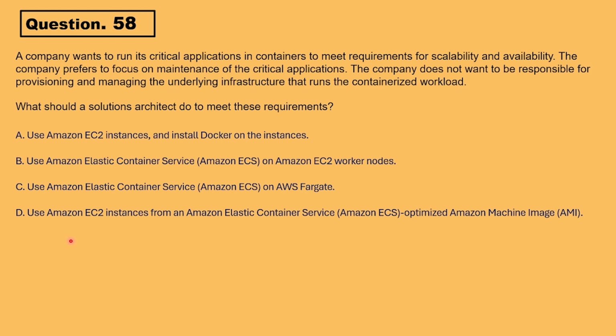Okay, let me reveal the correct answer. The correct answer here is option C. Use Amazon Elastic Container Service, that is Amazon ECS, on AWS Fargate. This is because the company does not want to be responsible for provisioning and managing the underlying infrastructure that runs the containerized workload. So it will be equal to serverless compute for containers, that directly indicates AWS Fargate.